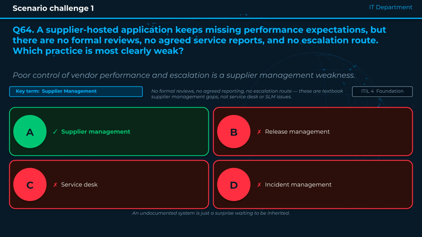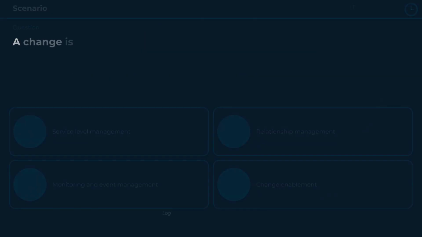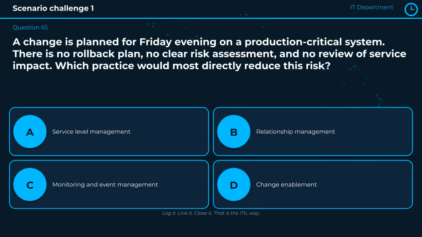Question 65. A change is planned for Friday evening on a production-critical system. There is no rollback plan, no clear risk assessment, and no review of service impact. Which practice would most directly reduce this risk? A. Service level management. B. Relationship management. C. Monitoring and event management. Or D. Change enablement.